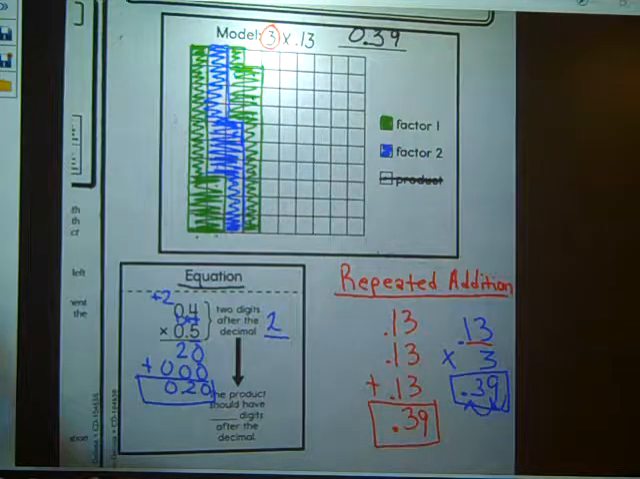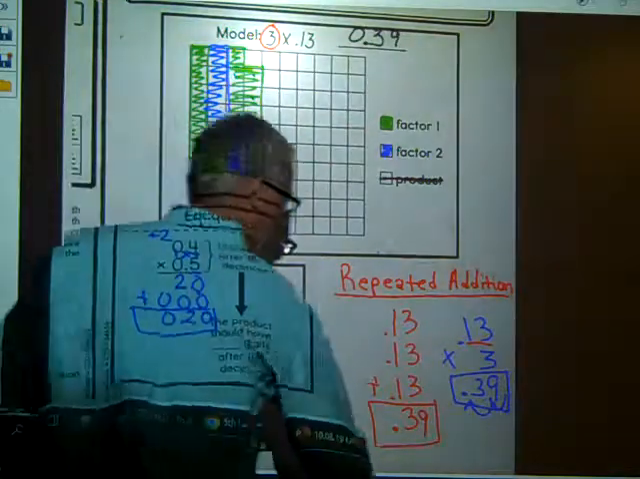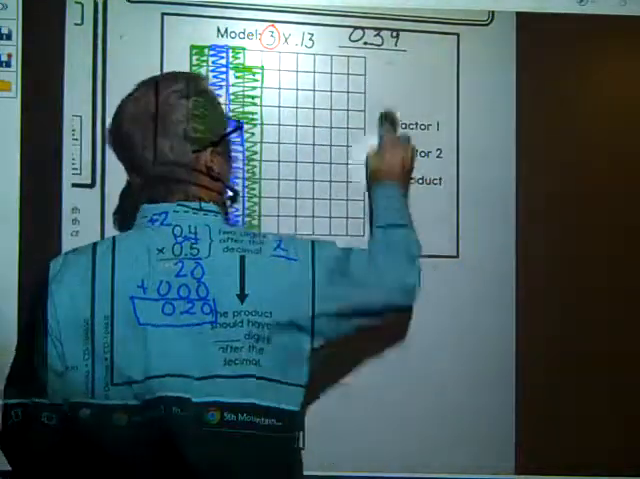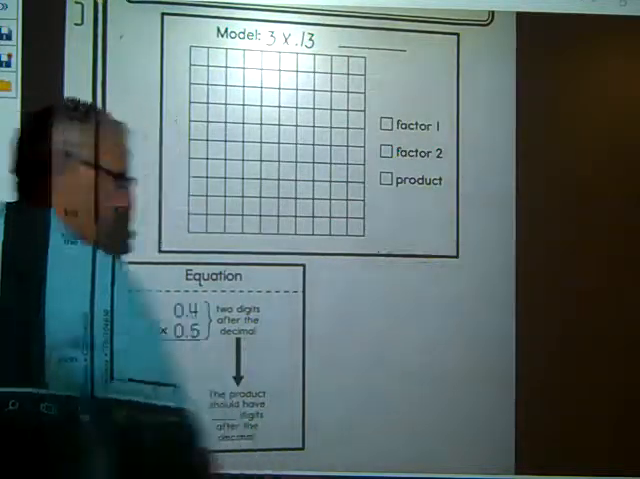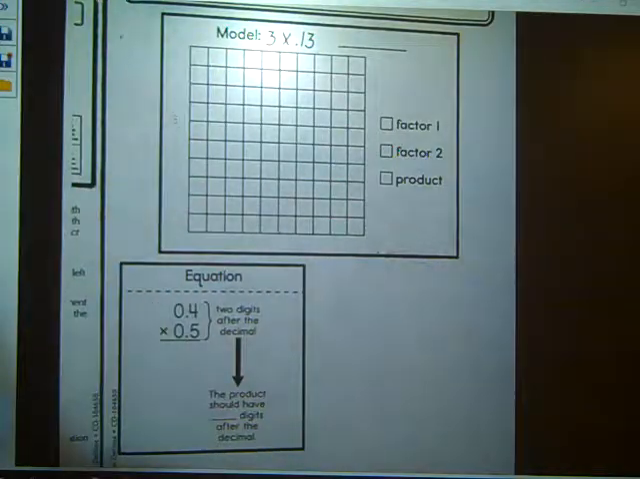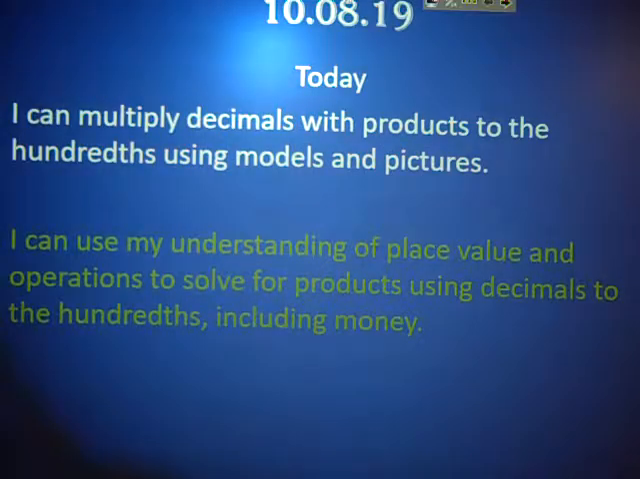Now, I want to pull your attention to a different presentation. On the left side of your journal, you have the paper you cut and glued in. Today's lesson: I can multiply decimals with product to the hundredths using models and pictures. We just did that. And I can use my understanding of place value and operation to solve for products using decimals to the hundredths, including money. That's what we're doing this week.